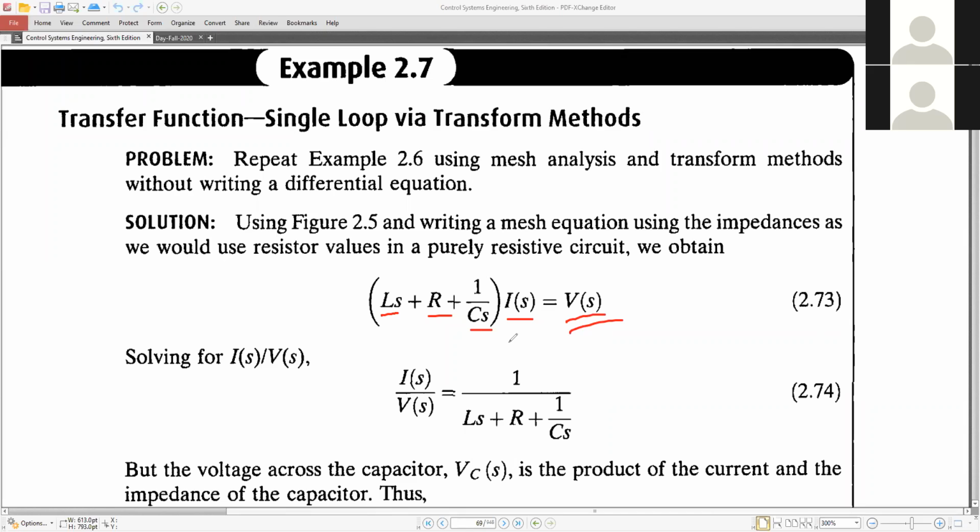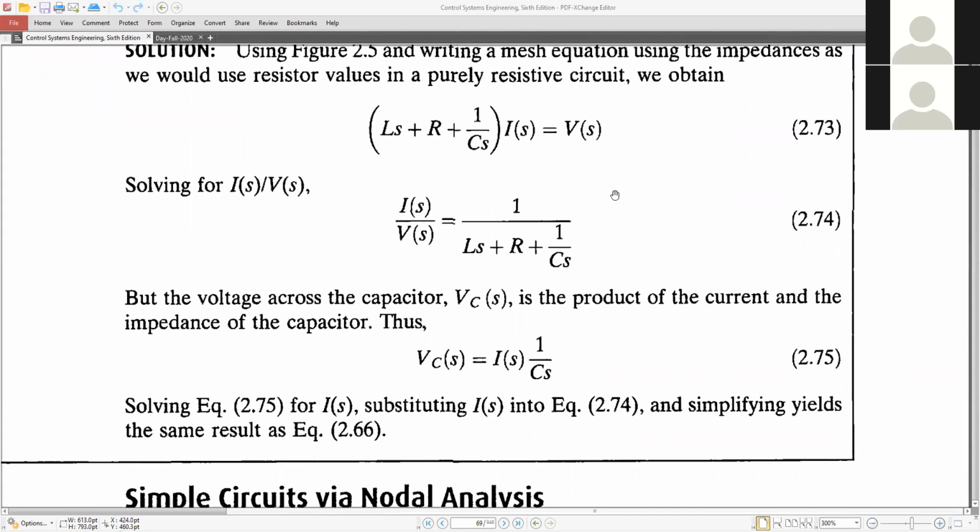Now, what is the output? Output is I(s) by V(s). So put this one, I(s) by V(s). That is your same equation, right? You will get the same equation. But here something else is there. The voltage across the capacitance is the product of the current and the impedance of the capacitor. Thus, VC(s) is equal to I(s) into 1 by Cs. Clear? So we can write VC(s) equal to I(s) into 1 by Cs.